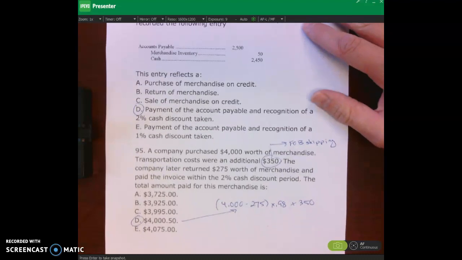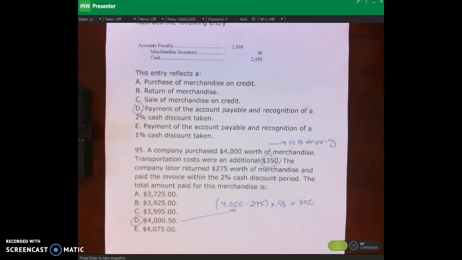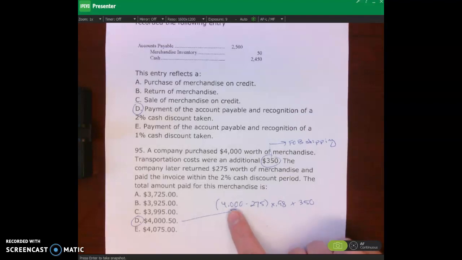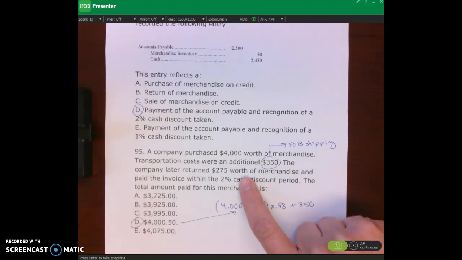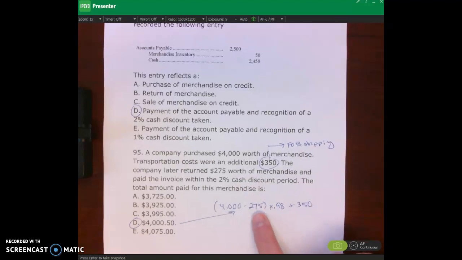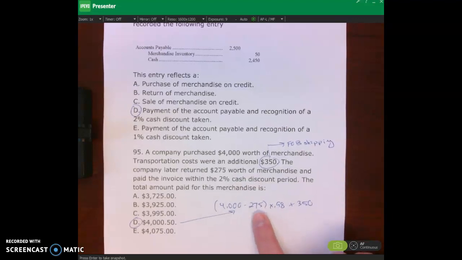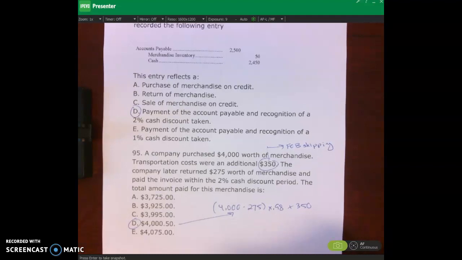So let's look at number 95. The right answer is D. And so what we had to do, as I was saying earlier, you take the 4,000, which is what you paid for it, and then you return 275. So we did this in an earlier problem where we said we can't include in the discount the amount of the inventory that you returned. You returned that. So that took off $275 from your bill.